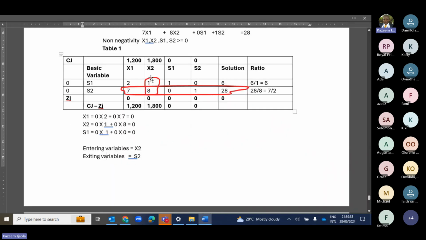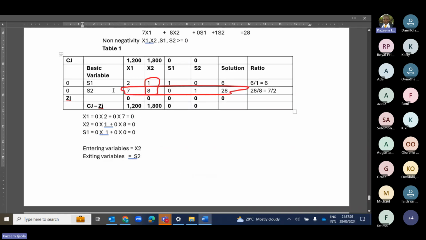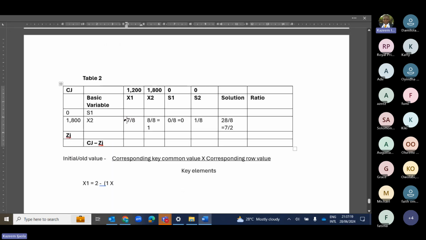So this 2 now, what is the key column? This is the key column, right? Any key column that is on that row is what you will use for all the figures. So the corresponding key column for this 2 is this 1 here, because this is where we circled as our key column. So 2 minus 1 multiplied by your key row, corresponding row value. For this 2, what is the corresponding row value? It is this 7. The number that is on the same row with your 2, that's your corresponding row value. So multiply by 7.